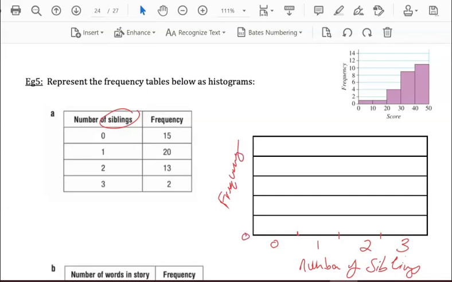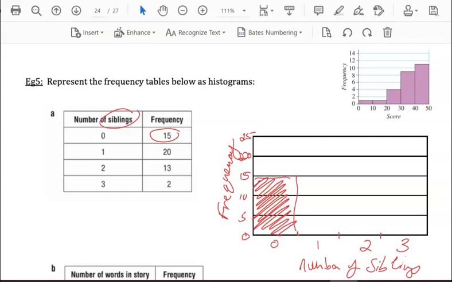So what do we have? We're going up to 20, so let's go by 5s. 0, 5, 10, 15, 20, and always go a little bit higher than we need to. Okay, so now let's look. So 0 siblings, that's 15 people responded to that. So we draw a straight line. That was my straight line. And there is our first column of our histogram.